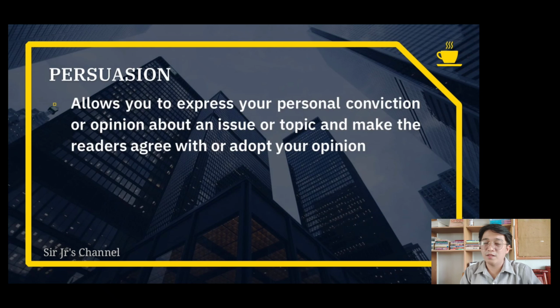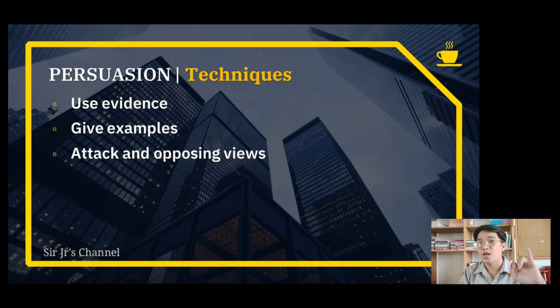But how are you going to do that? Of course, you have to use some techniques. First, you have to use evidence, cite concrete, relevant, and valid evidence, and then give examples that would support your claim. And of course, you have to attack opposing views. You have to present the pros, the advantages, and then the cons, the disadvantages, the positive side, and then the negative side. That's how you do persuasion as a pattern of development.